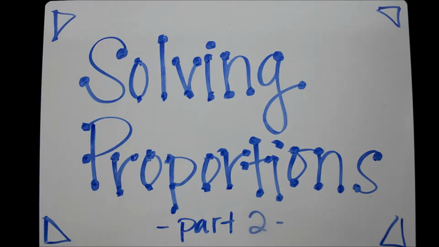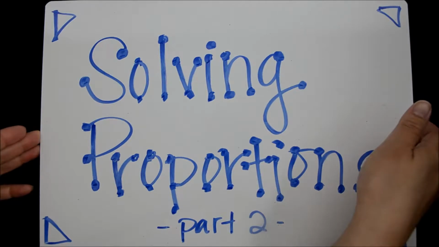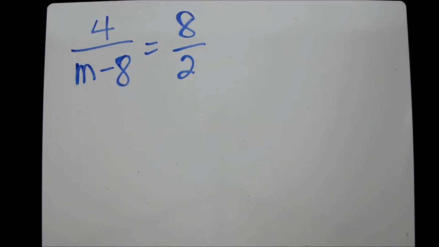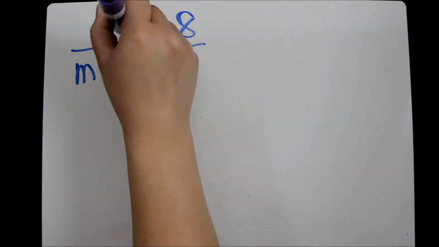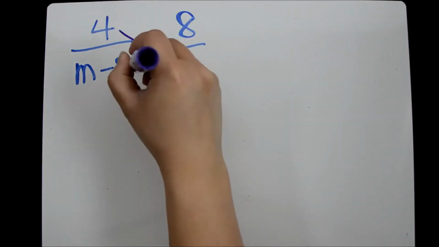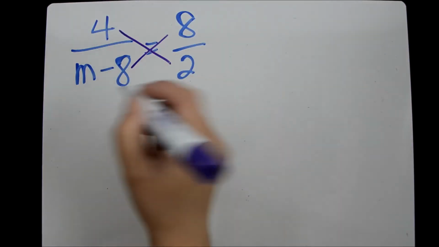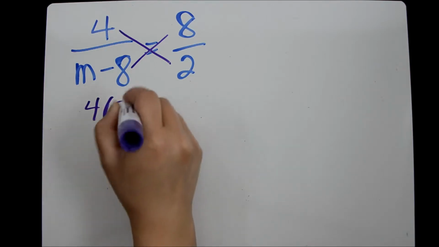Today our lesson is on solving proportions, part 2. Let's take a look at our first example. So today we're going to solve proportions by using cross multiplication. First we're going to multiply 4 times 2, and then we're going to multiply m minus 8 times 8.